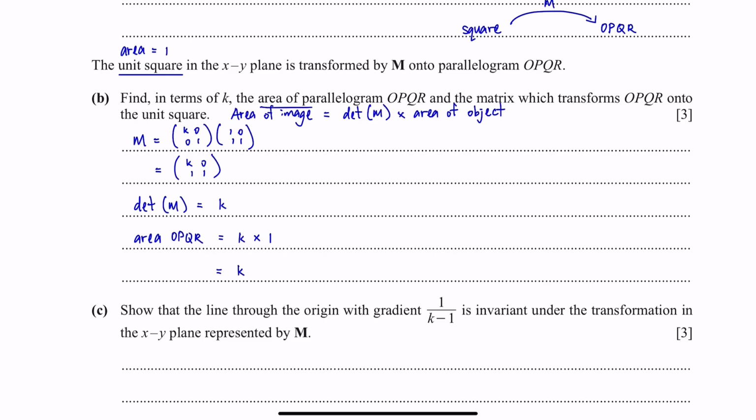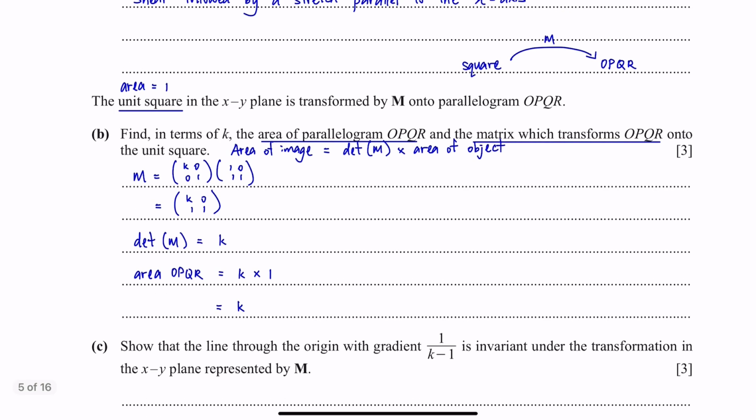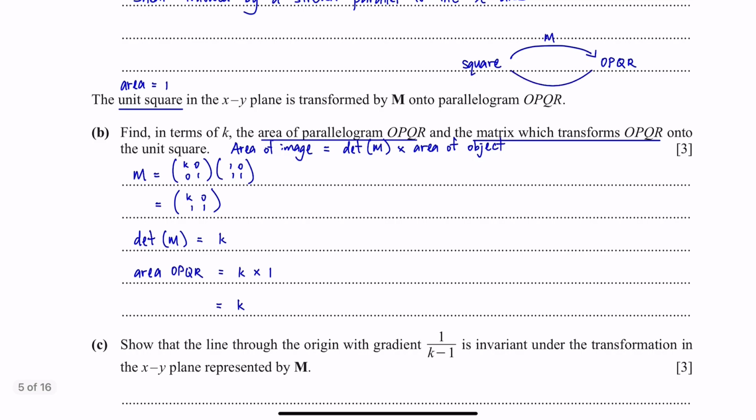So we are done with the first part. And now we need to find the matrix that transforms OPQR into the unit square. The square is transformed by M into OPQR. So now we need to find the matrix that transforms OPQR back to the square, and it's basically just the inverse of M.